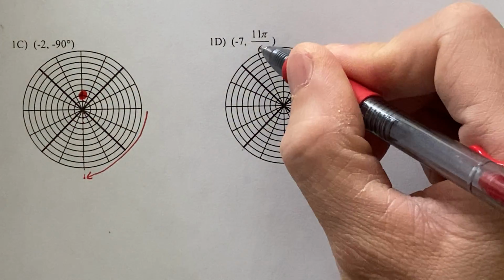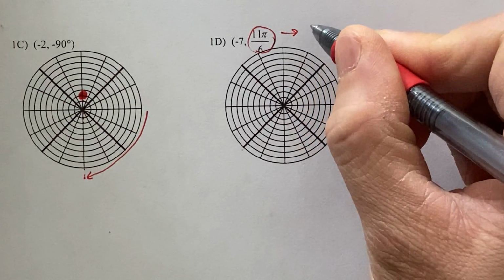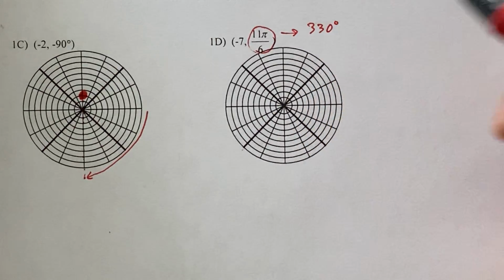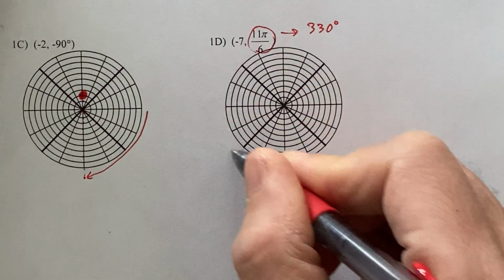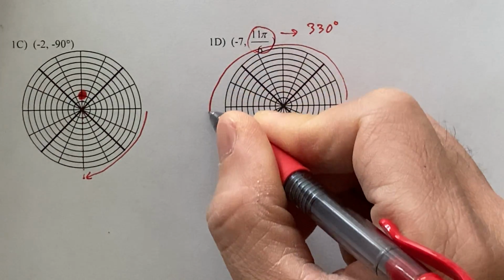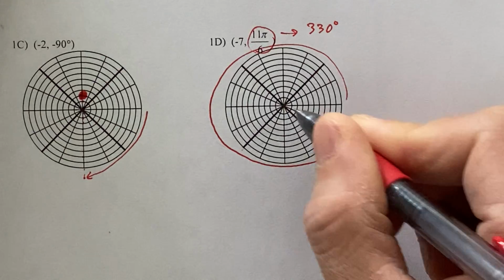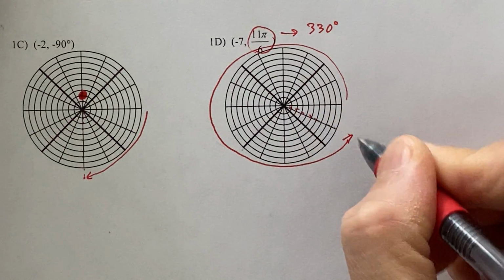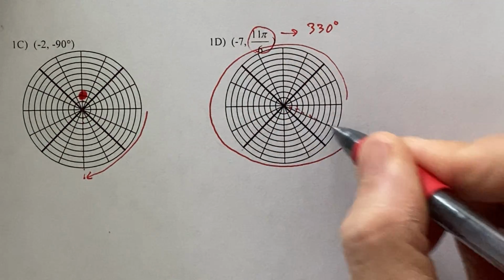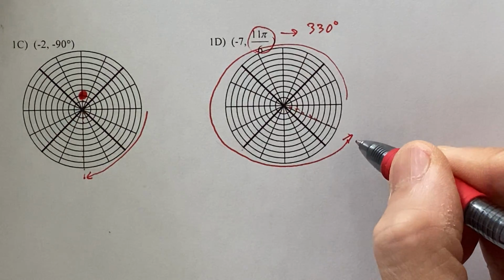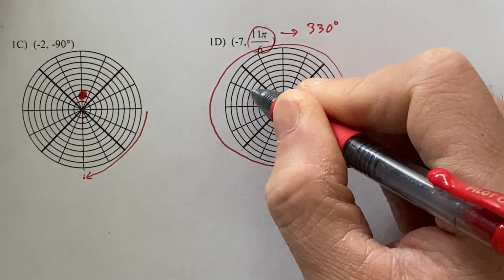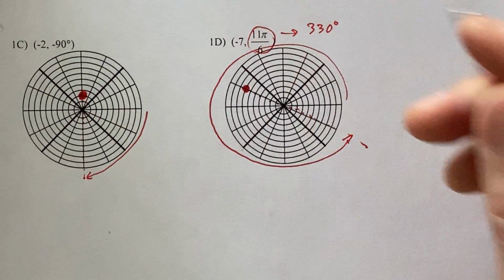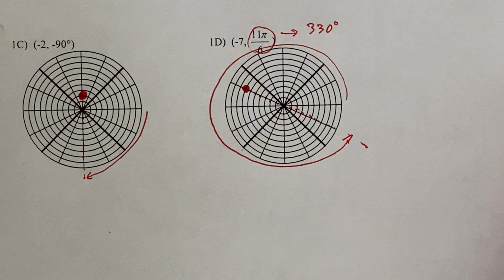And finally, once again, I'm just going to convert this to something you guys are a little bit more comfortable with. That's 330 degrees. So if I spun, here's 330 degrees, all the way over here, so I'm looking in this direction. Negative 7 means if I'm looking here, I'm going to take 7 steps backwards. So I'm going to go 1, 2, 3, 4, 5, 6, 7 dots away. So that's how we graph polar points.